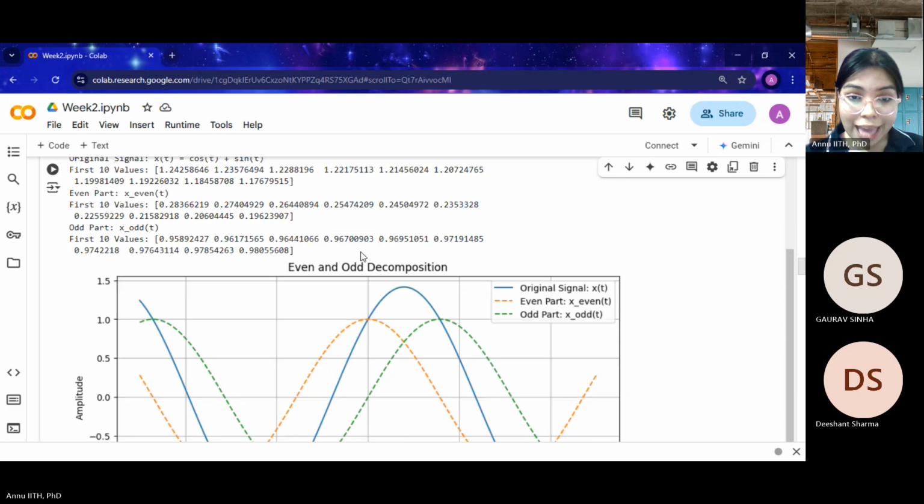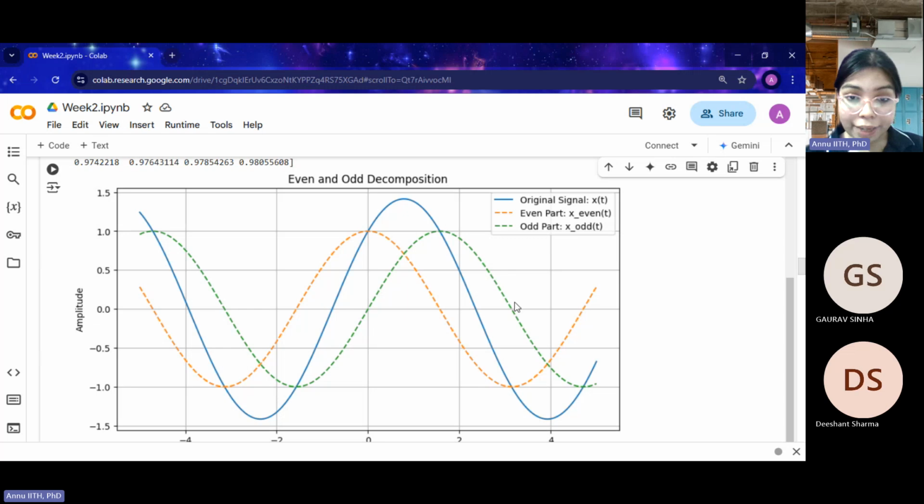Okay, the original is in blue color. But if you sum the even part and the odd part, then you get this blue signal. Also, one thing, you see this even signal is symmetric around the y-axis. Okay, it is symmetric around the y-axis.